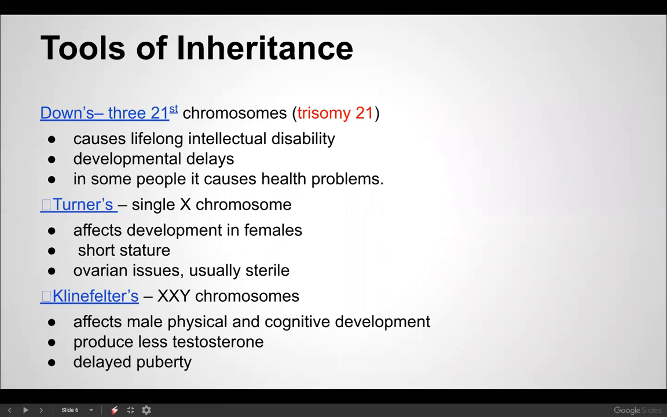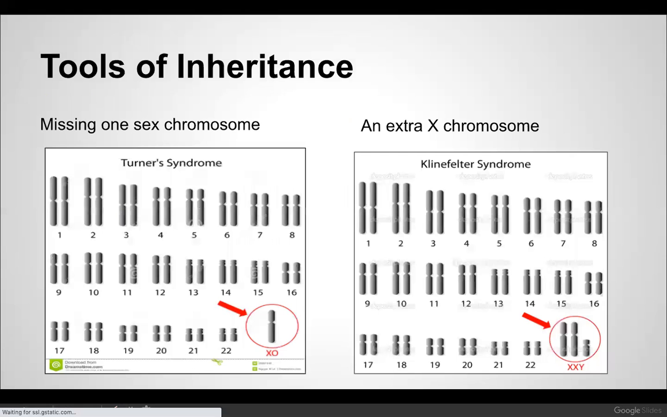All right, Down syndrome, trisomy 21, causes lifelong intellectual disability and developmental delays. In some people, it causes health problems. Turner's, a single X chromosome, affects development in females, who are shorter in stature, could have some ovarian issues, and can be incapable of having children. And then there's Klinefelter's, right? This is two X's and a Y. It affects males' physical and cognitive development, produces less testosterone, and a little bit of a delay in puberty.